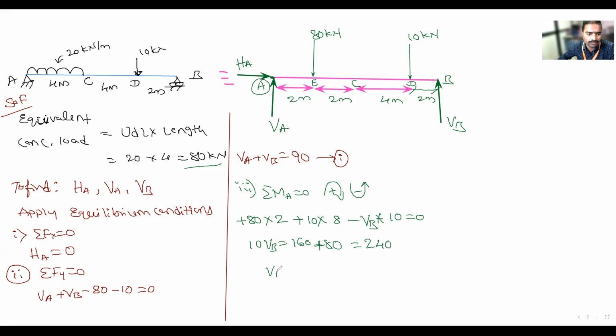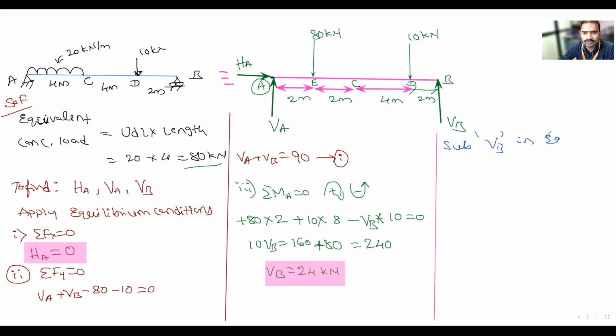So I want VB. VB is equal to 24 kilonewton. Then you got HA is equal to 0. So how to find out VA? Now, how to find out VA? Put in equation 1. Substitute VB in equation number 1.